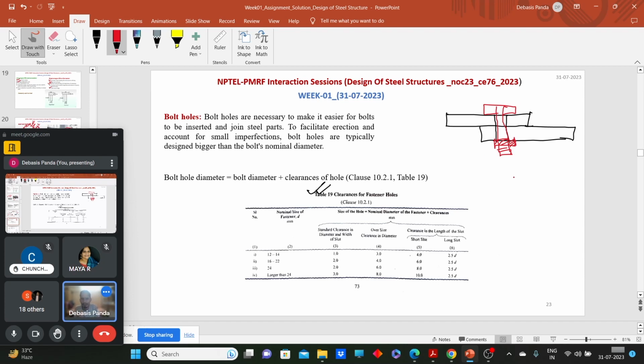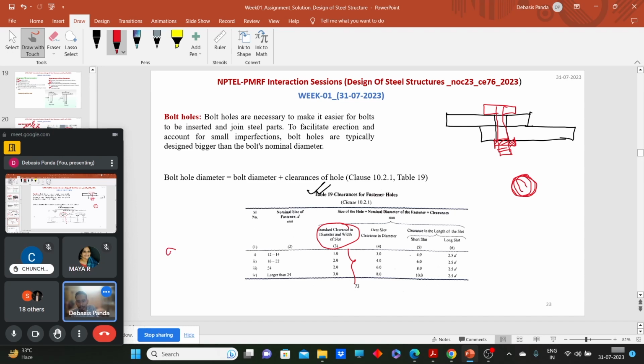Now the thing is, what should be the diameter of this bolt hole? What should be the diameter of the bolt hole? How much clearance should I give? For this we have standard clearances. For most design purposes, we follow these standard clearances.